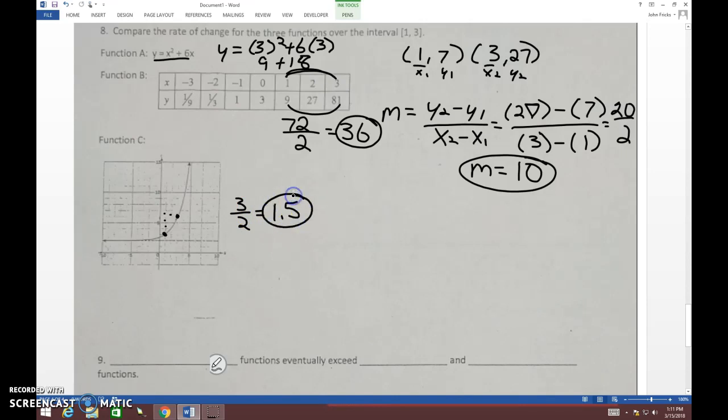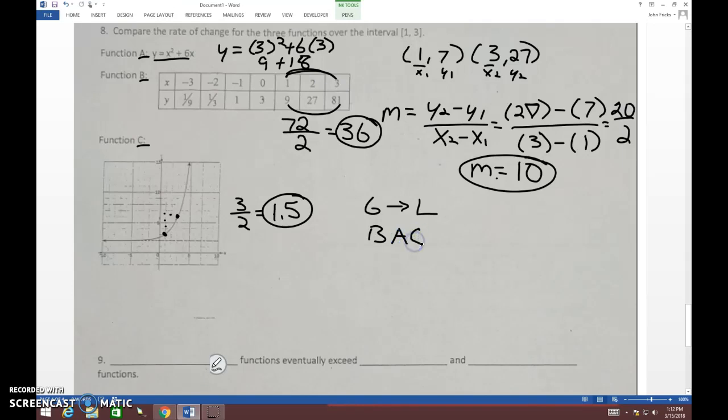All right. So now that we've got all those different forms laid out, if we wanted to, we could write them in order from greatest to least, or least to greatest. Greatest to least here would be function B, followed by function A, that was 10, and then 1.5 would be function C. So if you wanted to write them in order from greatest to least, that would be BAC.